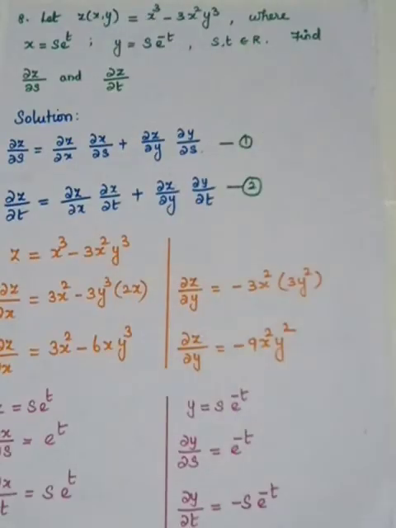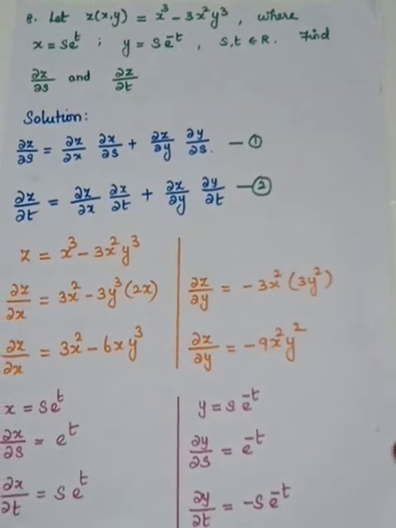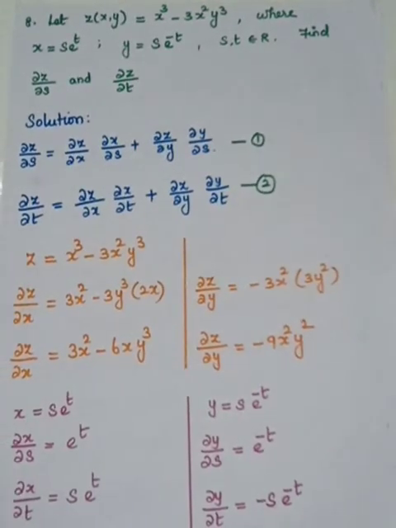Okay, come to problem number 8. So z is a function of x and y, where x and y are functions of s and t. So in the same way you have to find ∂z/∂s and ∂z/∂t. Here the function is changed. In the previous problem you had u, in the sixth problem you had w, but here you have z.